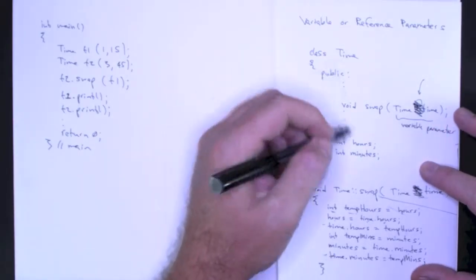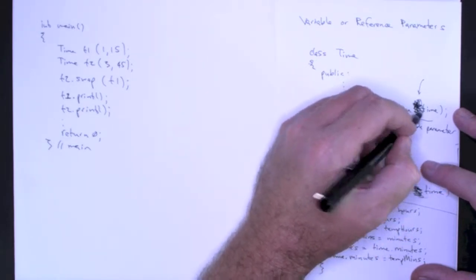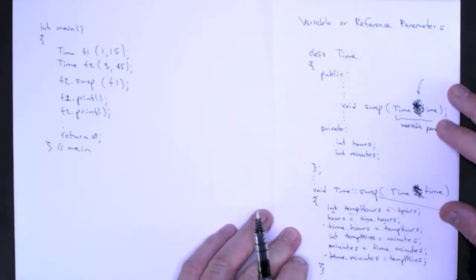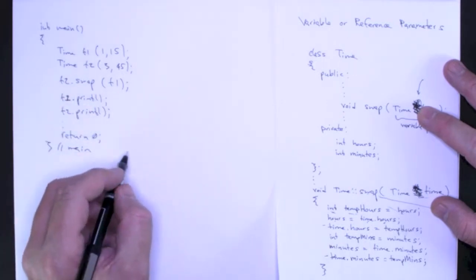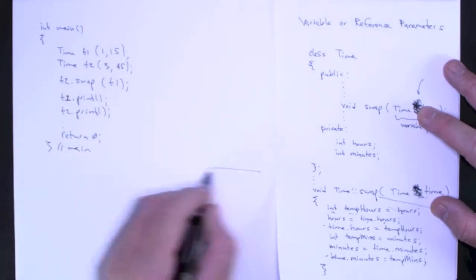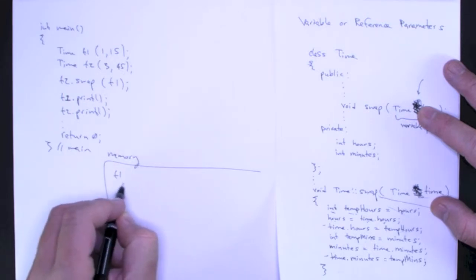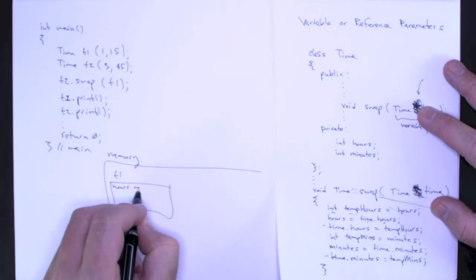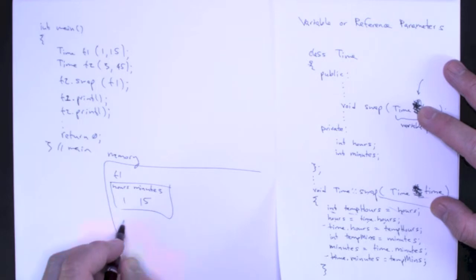All right, so here's our time, and what we did is we removed this, or we commented it out, so that we are now passing in time as a value parameter, okay? So we're going to execute this, and we get the same thing in memory. So here's memory, and T1 is an object, hours, minutes, and we get 1 and 15.